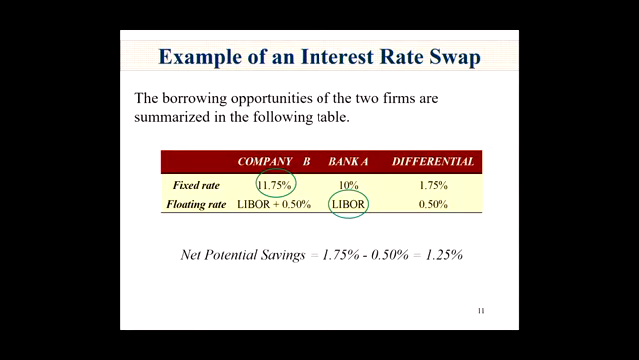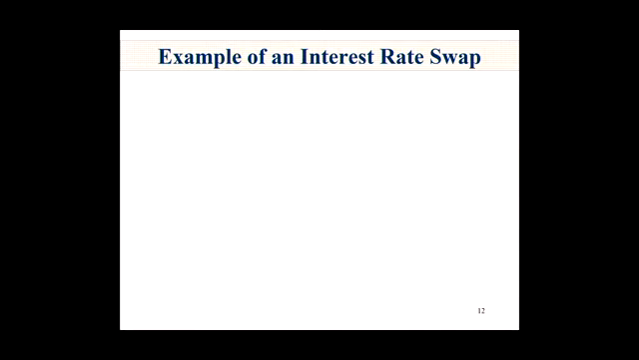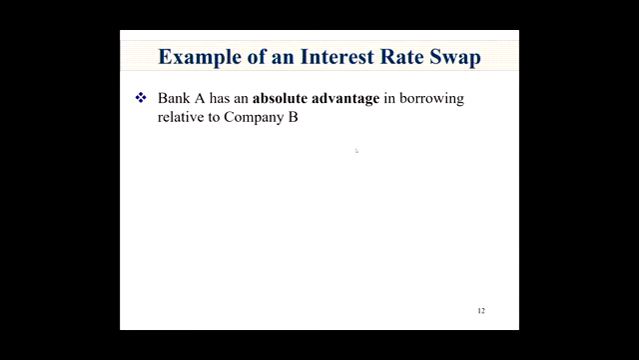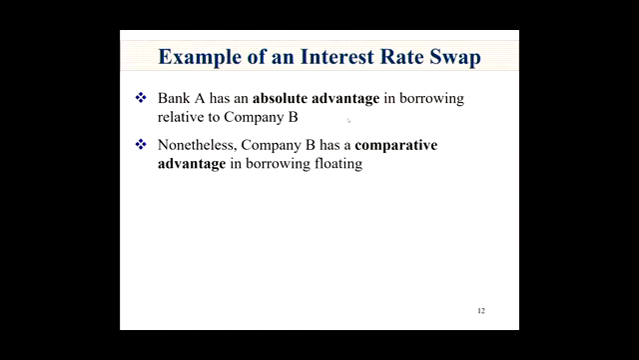Okay. So we say that Company A has an absolute advantage in borrowing relative to Company B. What does that mean? It means that the rates that A can get are lower than the rates that B can get. So if A wants to borrow, they can repay at a lower interest rate, so they have an absolute advantage. B has a comparative advantage in borrowing floating.